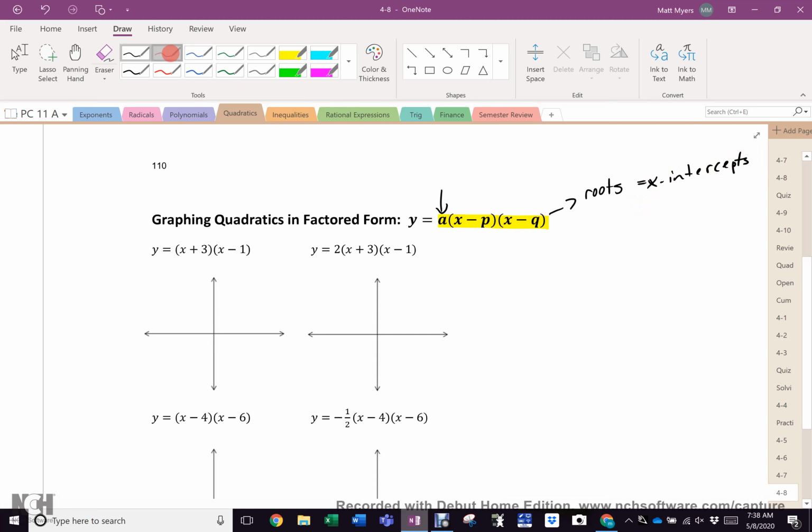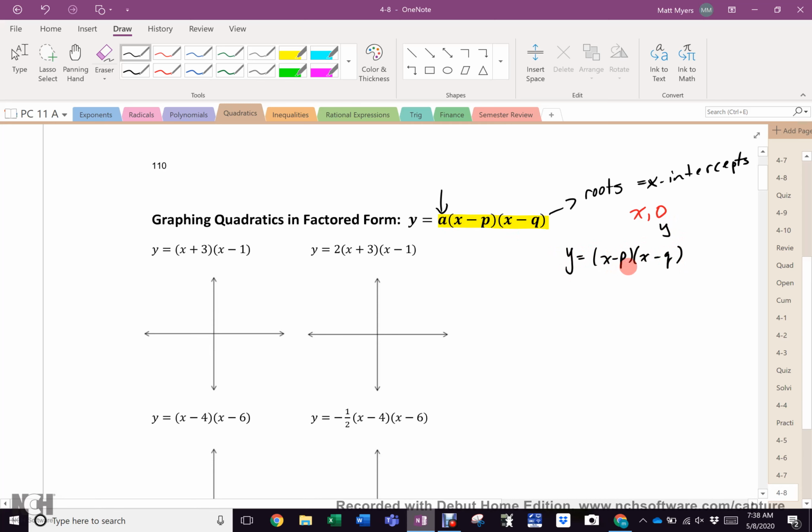So, an x-intercept we know is at x comma 0. And that 0 is a y value. So, therefore, if I have y equals, and I'm not going to do anything with a right now, y equals x minus p and x minus q, then I know that y is 0. And then I know x minus p has to equal 0, or x minus q has to equal 0, which means x is p here, or x is q here.